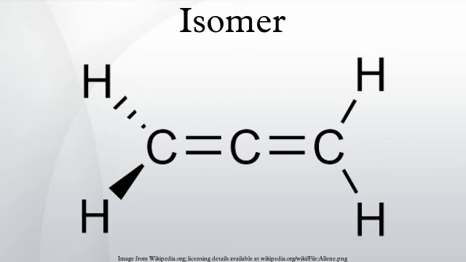Isomerization. Isomerization is the process by which one molecule is transformed into another molecule that has exactly the same atoms, but the atoms are rearranged. In some molecules and under some conditions, isomerization occurs spontaneously.